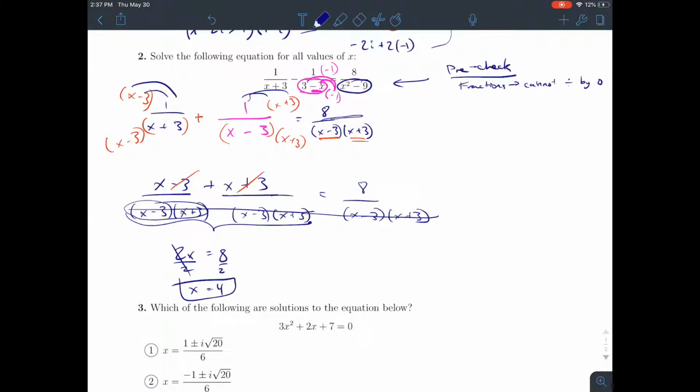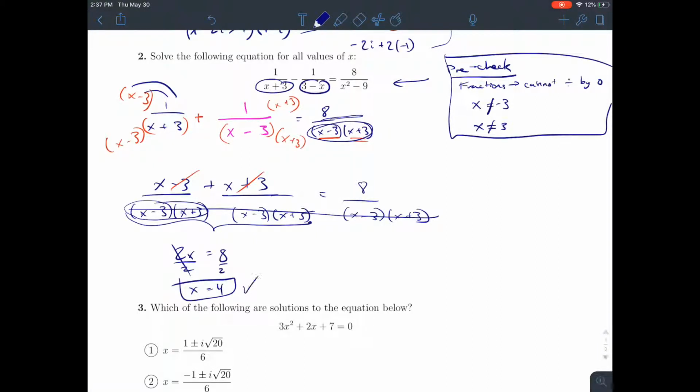So to avoid dividing by 0, it looks like we'll have to make sure that, I'm just going to erase some of the clutter here. It looks like we'll have to make sure that x is not negative 3. And for this one, x is not 3. And if you look at the next one, the factors here would imply that the same solutions would cause issues. So comparing what x cannot be from the pre-check with what x is, we can validate our solution because it's not one of the excluded values.